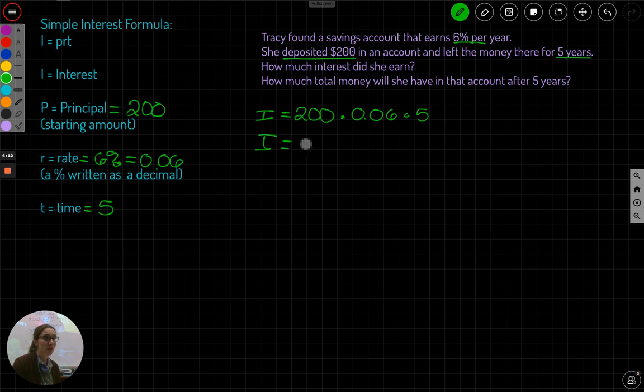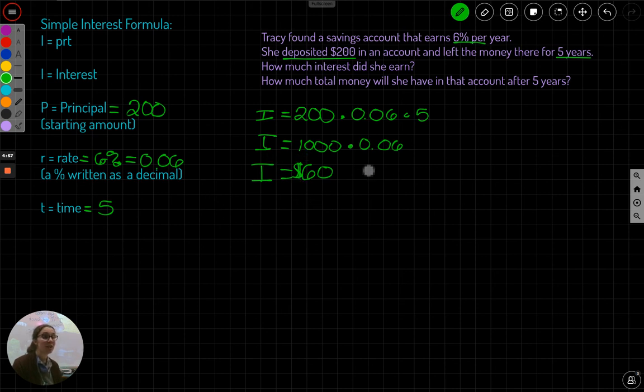5 times 200 is 1,000 times 0.06. And if you want to use a calculator for this part, you certainly are welcome to. A calculator is only as good as what you put in it. If you don't know what you're putting in, the calculator is not going to help you. But in this case, if you'd like to put 1,000 times 0.06 in the calculator, that's fine. Me personally, I know that when I'm multiplying by a power of 10, like 1,000, I'm going to move the decimal point to the right, the number of zeros I have. So I is going to equal $60. I'll just squeeze a dollar sign in there.